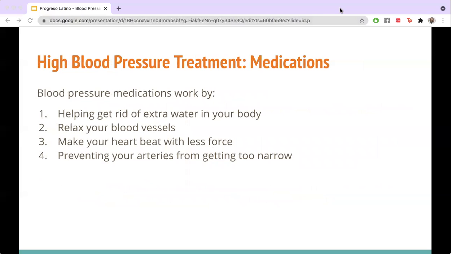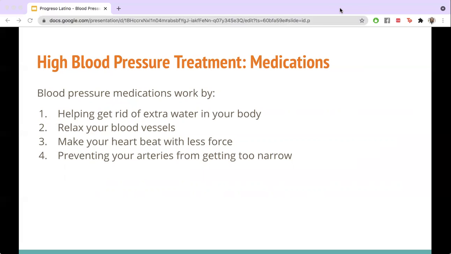So one way to treat high blood pressure is to take certain medications. And blood pressure medications work in a few different ways. 1, they can help get rid of extra water in your body. If there's less fluid in your body, that's going to put less pressure on your arteries. And when your arteries don't have as much pressure, that'll lower your overall blood pressure.